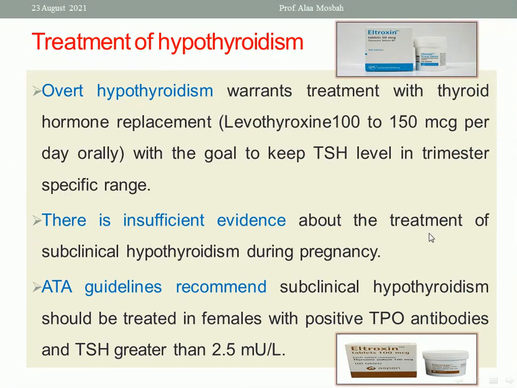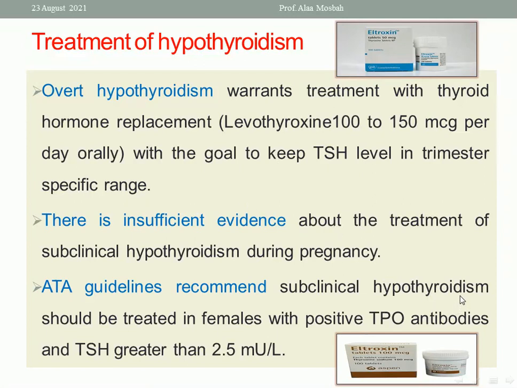What is the treatment of hypothyroidism? Overt hypothyroidism warrants treatment with thyroid hormone, levothyroxine. You can start with a smaller dose. This, as you see in the picture, is 50 microgram. You can increase to 50 or 100 or 150, early in the morning on an empty stomach, with the goal to keep the TSH level in the trimester-specific normal range. And the dose will depend on the degree of hypothyroidism.